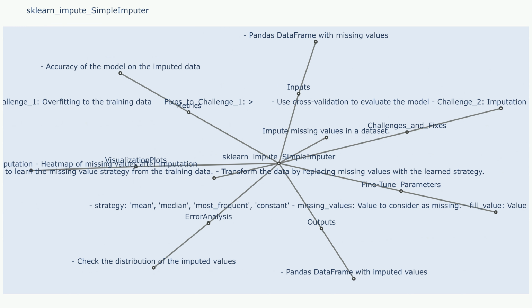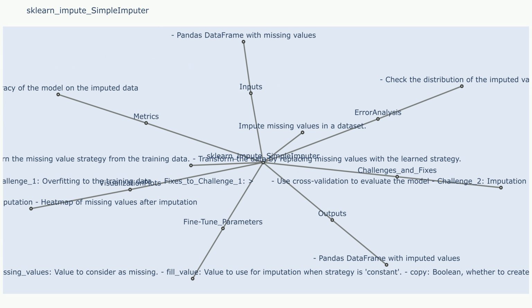Uncertainty methods. Variance or standard deviation. The variance or standard deviation of the imputed feature can be used as a measure of uncertainty. This reflects the variability in the imputation process.